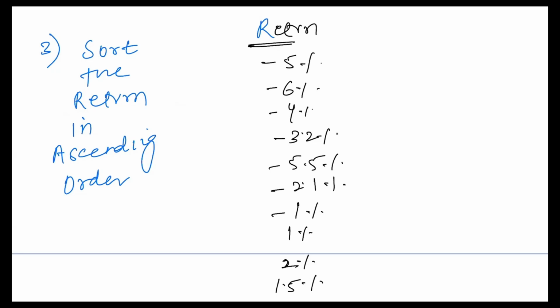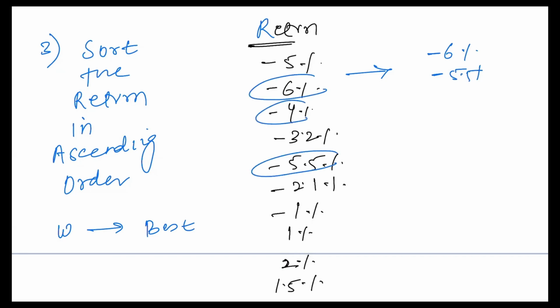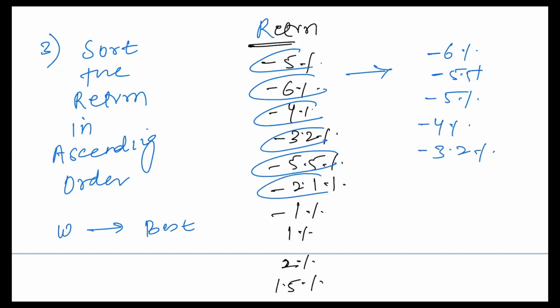So how will we sort the return? If you see, sorting them in ascending order basically means from worst to the best. So if you see, the worst is minus 6%, then we have minus 5.5%, then negative 5%, then we have negative 4%, negative 3.2%. So you just need to arrange this in the ascending order, okay? 1%, 1.5%, and 2%.